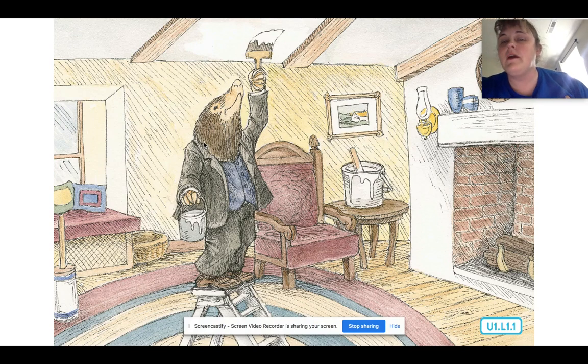Okay, and as we're reading, I want you to be thinking about our characters, Water Rat and Mole, and trying to figure out ways that they may be alike and ways that they may be different, because when we are finished, you're going to have an activity to do. Okay, so in this picture, let's start us off.